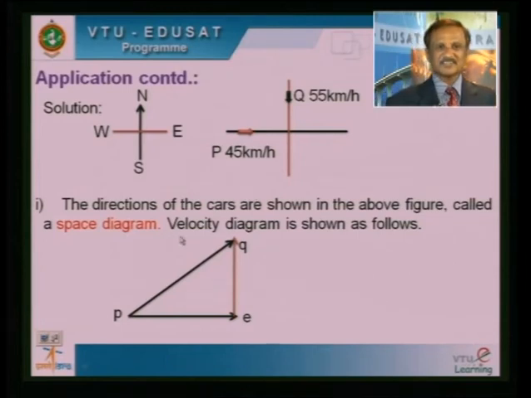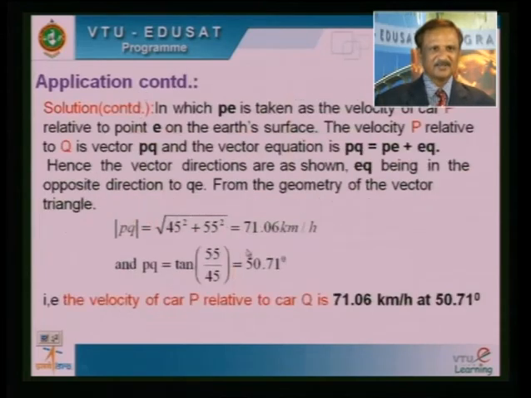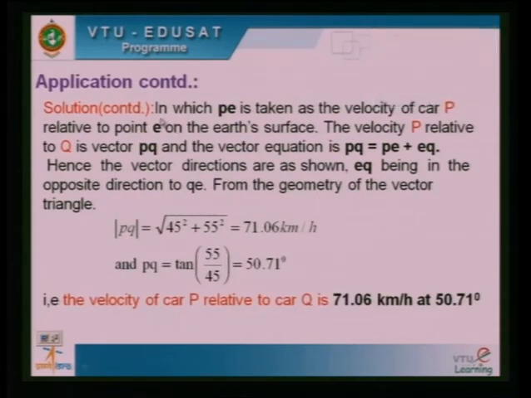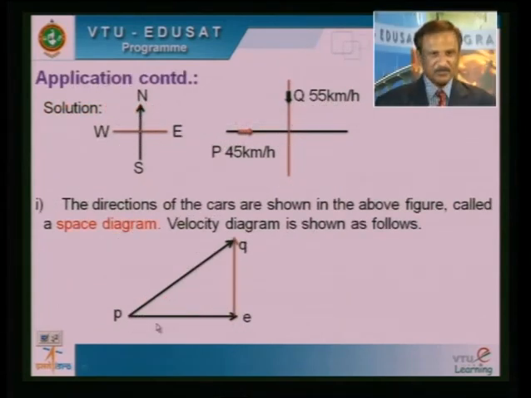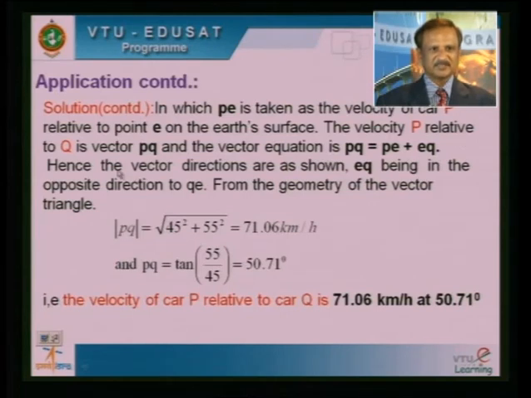So now you want to draw the velocity diagram. How do you draw the velocity diagram? P is moving towards east and Q is moving towards south, and this point is the junction. So we can write down a velocity diagram in this form. PE is one vector, PQ is another vector, and EQ is another vector. Then you can explain in this form, in which PE is taken as the velocity of car P relative to E on the earth's surface.